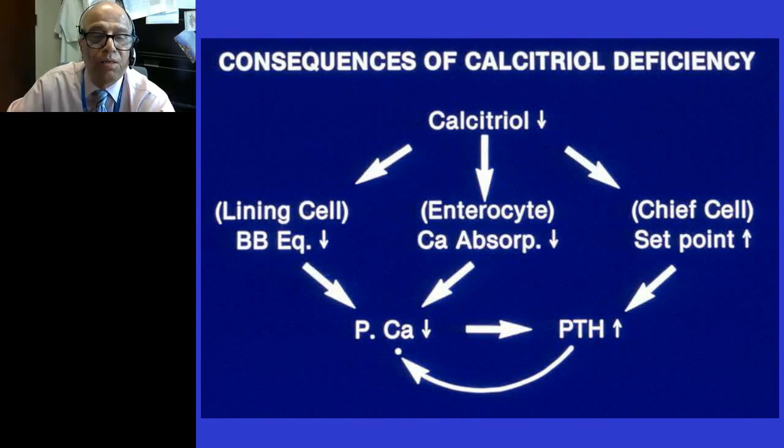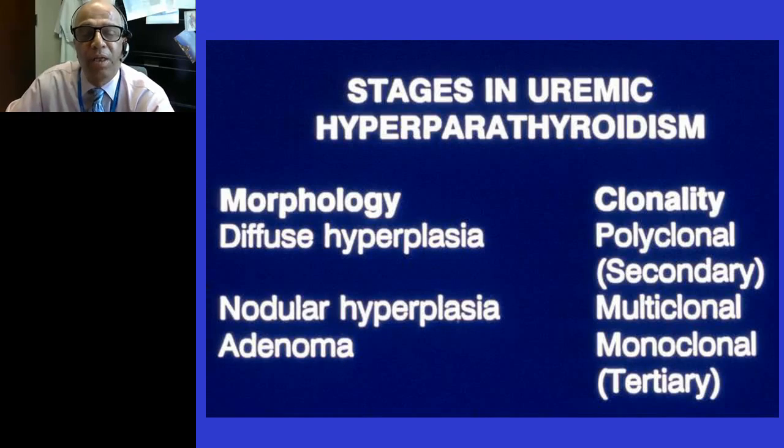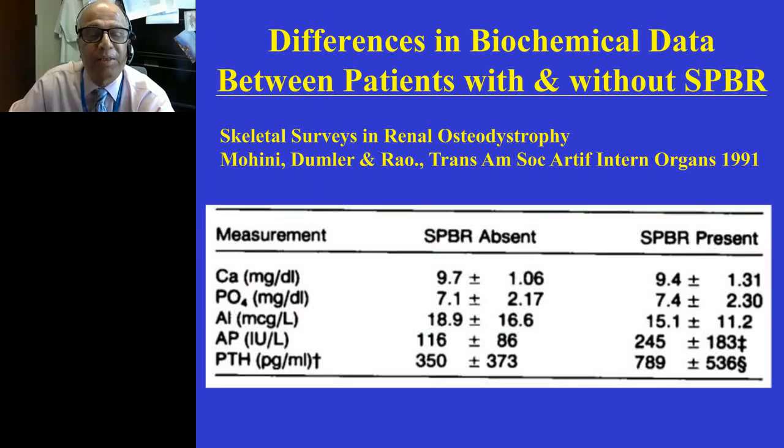And it is due to the events. There's a disturbance in the blood-bone equilibrium, there's a decrease in the calcium absorption, and there's a set point abnormality in the parathyroid hormone secretion that leads to the development of parathyroid growth. In renal hyperparathyroidism compared to primary hyperparathyroidism, it could be a diffuse hyperplasia in the early stages, which with prolonged stimulation of the parathyroid gland leads to the nodular hyperplasia, in which PTH levels are much higher, and then sometimes it can be associated with an adenoma within the hyperplastic gland.